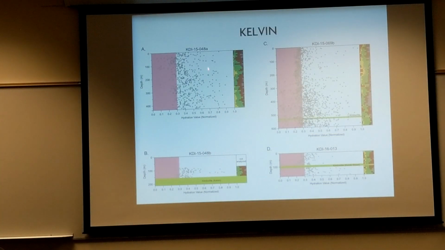Here's some more data from Kelvin. There's a lot of work from Kelvin, and a lot of it plots in this hydration field. I'm going to show how these relate to the kimberlites later. But here you can see that these hydration values are fairly high when you're closer to the kimberlite.